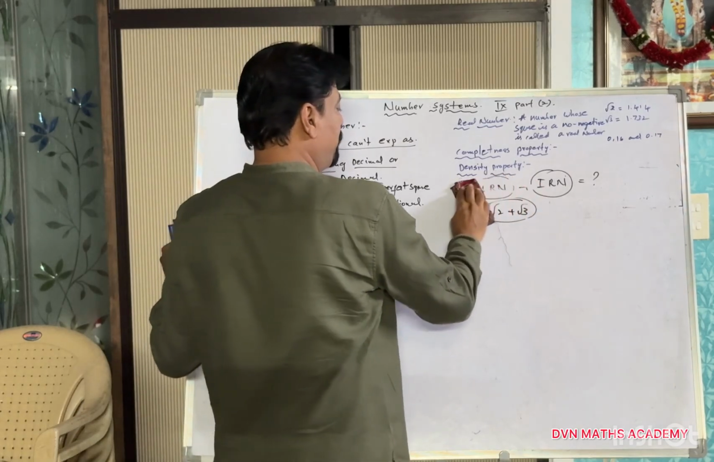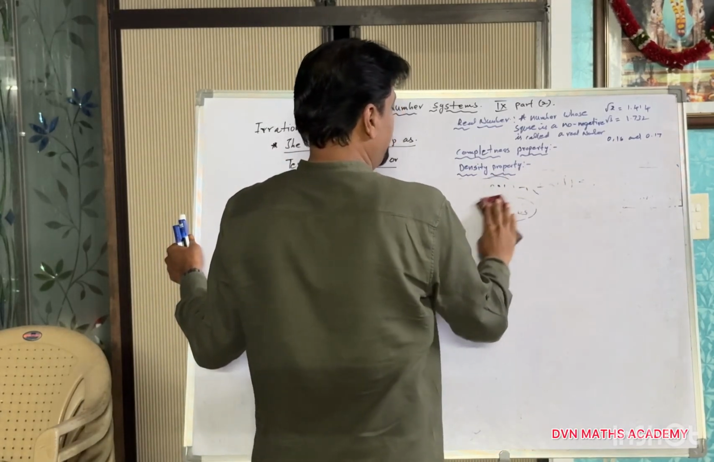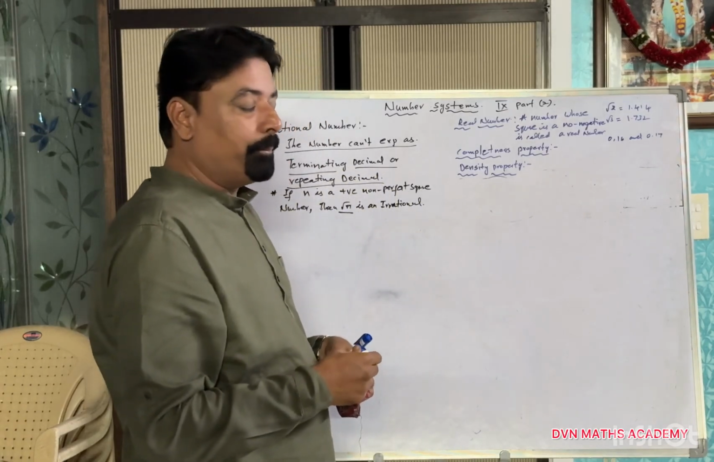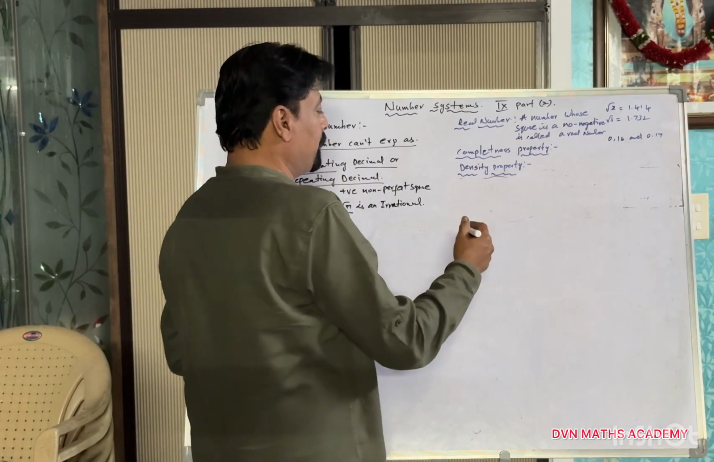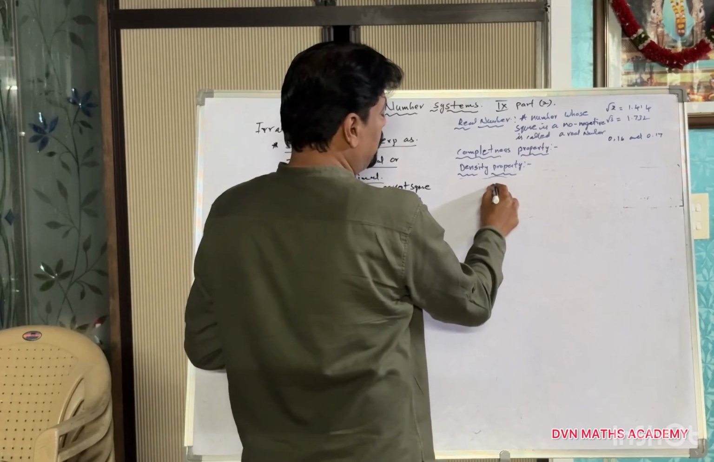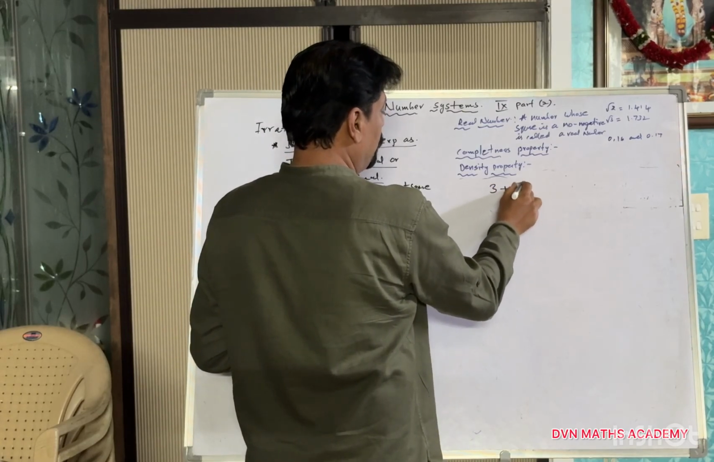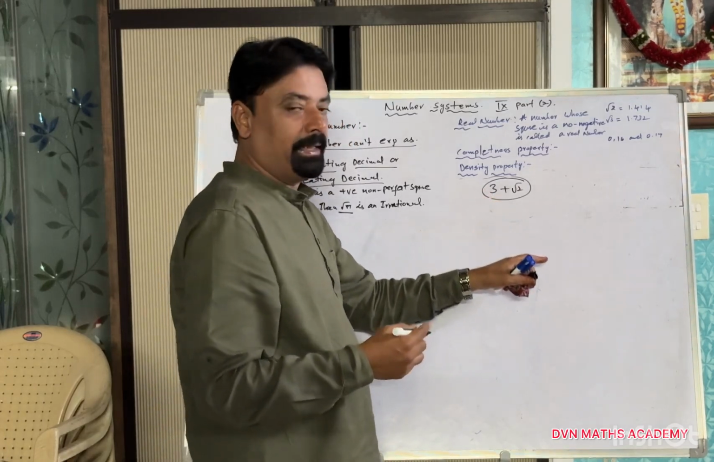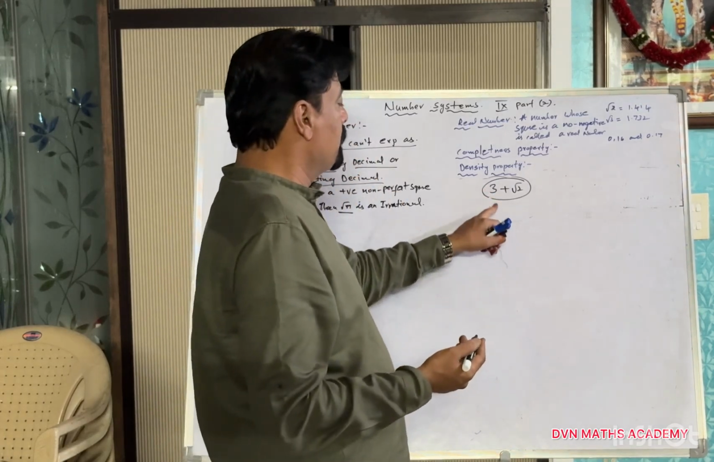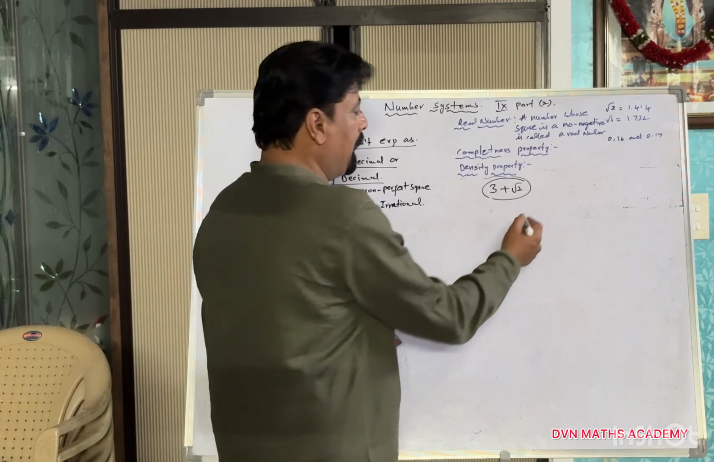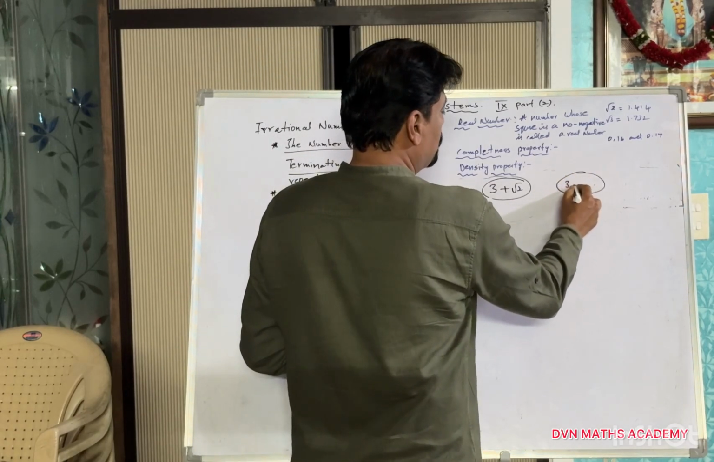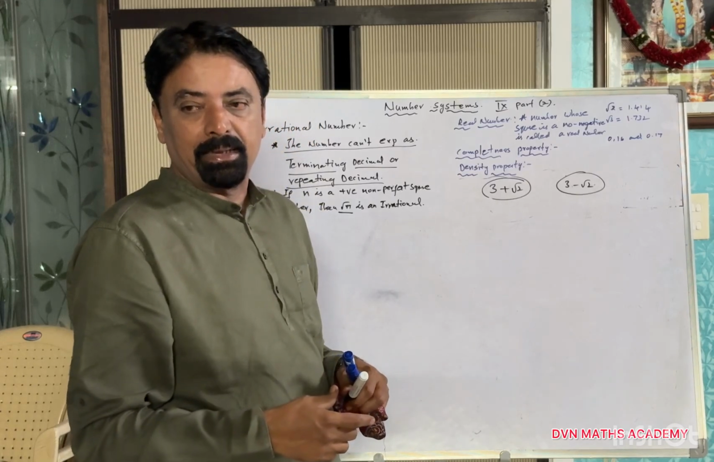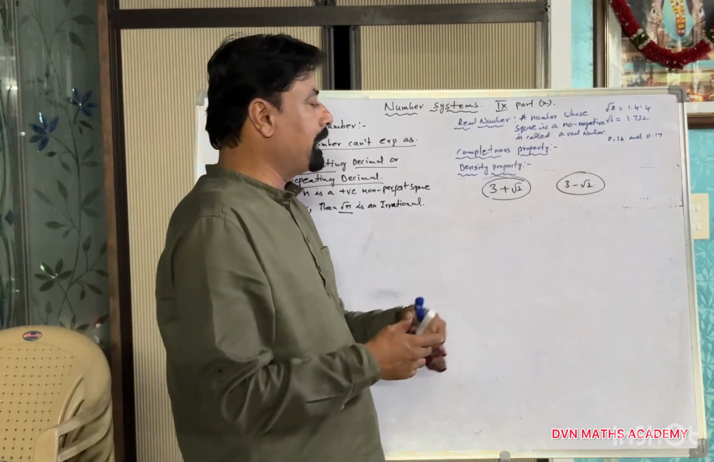Here, I want to support my statement. That's why I have taken one important concept. For example, you take 3 plus root 2. You know that this is an irrational. I will explain later why it is an irrational, because we are going to prove it. So 3 plus root 2 is an irrational, and 3 minus root 2 is also an irrational.